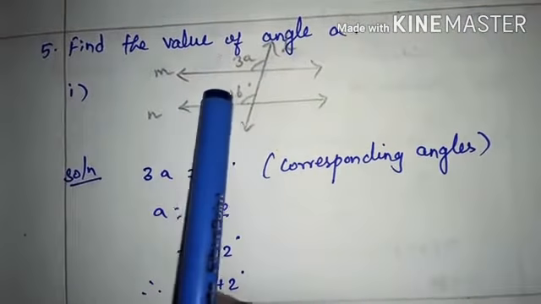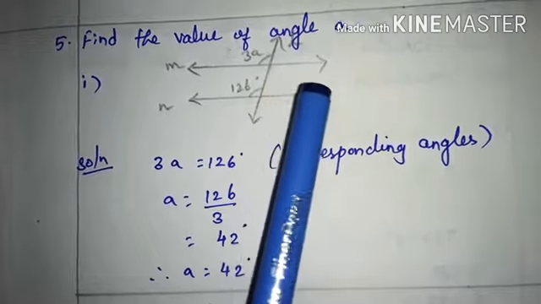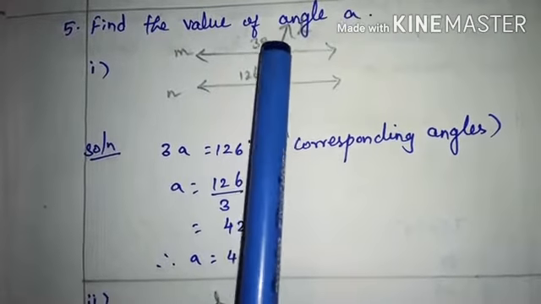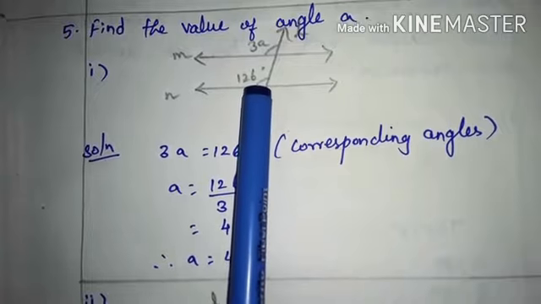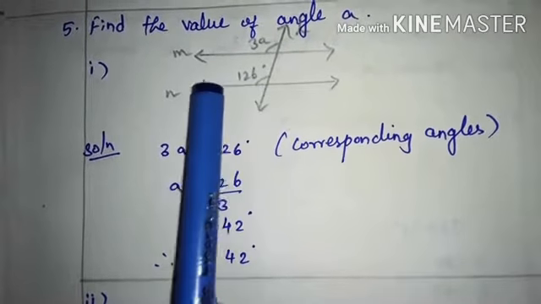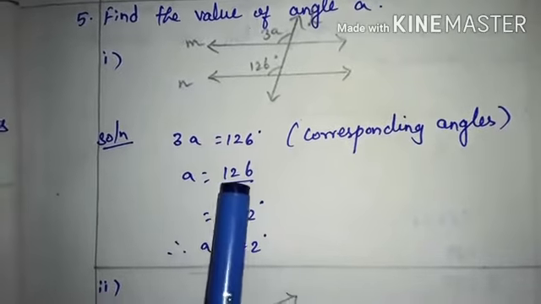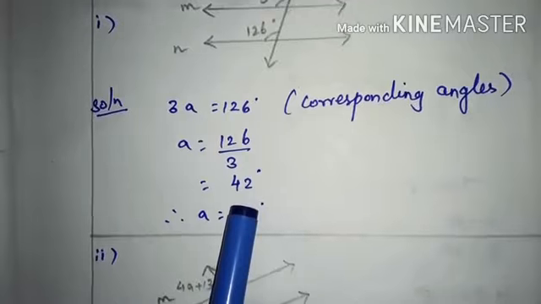Fifth sum, find the value of angle A. The angles are given as 3A and 126. 3A and 126 are corresponding angles. We know that corresponding angles are equal. Therefore, 3A is equal to 126. Then A equals 126 divided by 3. We get the value of A as 42 degrees.